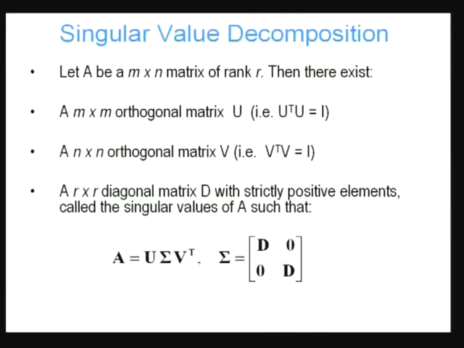So what I am saying is that we can always do a singular value decomposition of a matrix A into orthogonal matrices U and V and an r by r diagonal matrix D, such that I can represent A as a product of U, sigma and V transpose, where sigma is such that D occupies the diagonal elements of sigma.